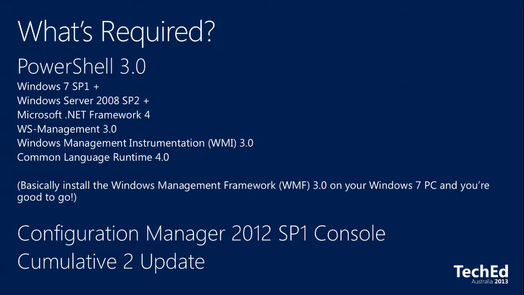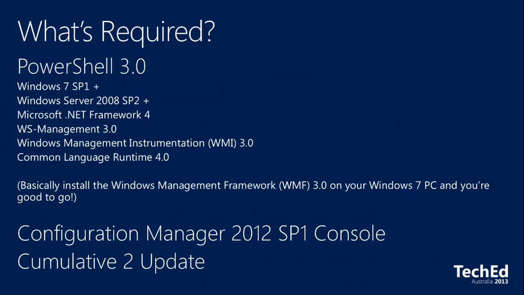PowerShell version 3 has a list of requirements here as well. PowerShell 3 only supports Windows 7 SP1, which you're probably all on at the moment. But if you've got a Windows XP machine that you're still running, you're not going to be able to run these cmdlets. There's a bunch of requirements there, like .NET Framework 4, obviously. The most simple thing to do is install the newest version of the Windows Management Framework, and you'll have access to all of these particular features.